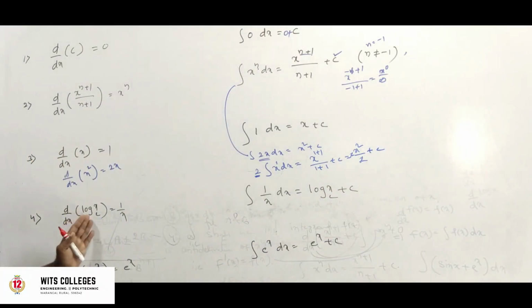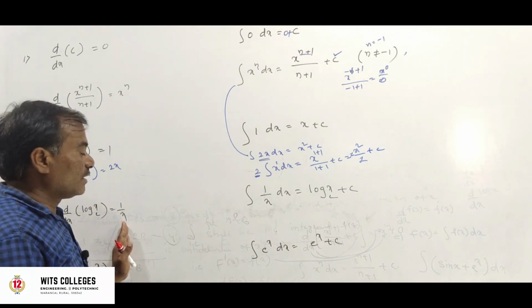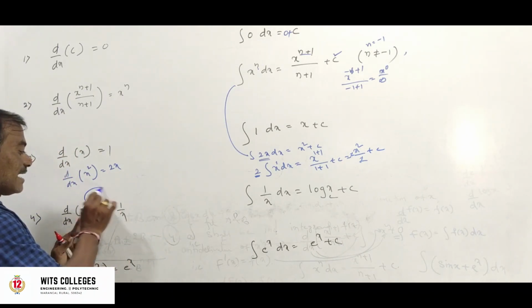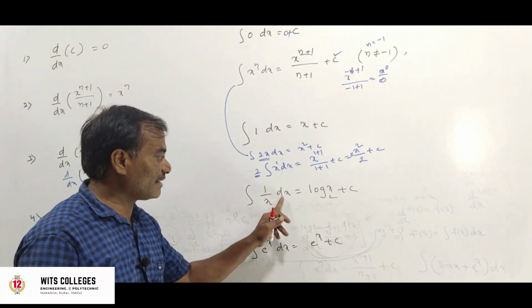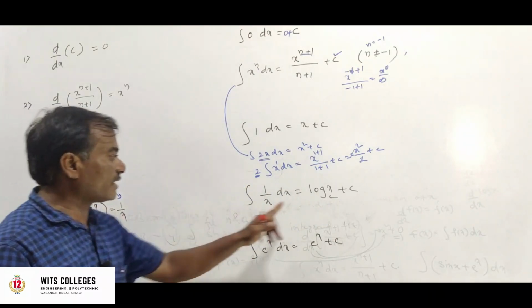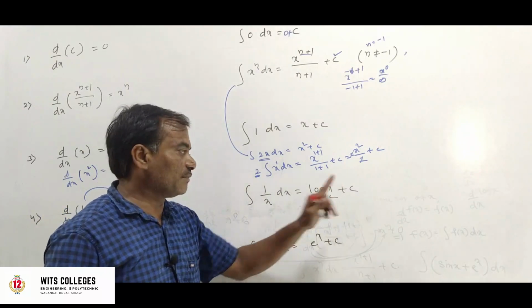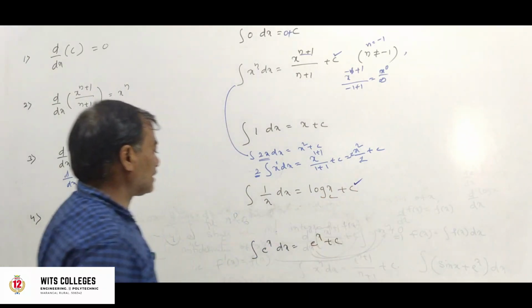And the derivative of log x equals 1 by x. Here log x is the antiderivative of 1 by x. Therefore the integration of 1 by x dx equals the original function, log x to the base e, plus c, where c is an arbitrary constant.